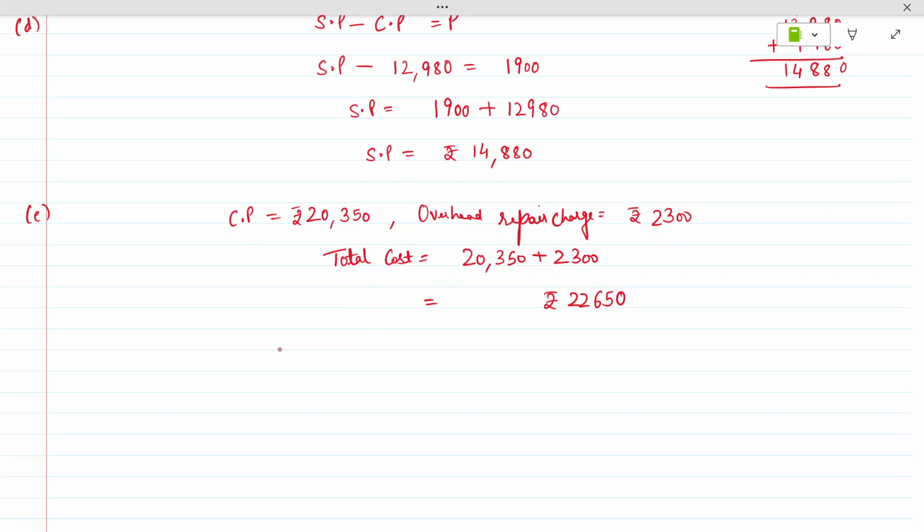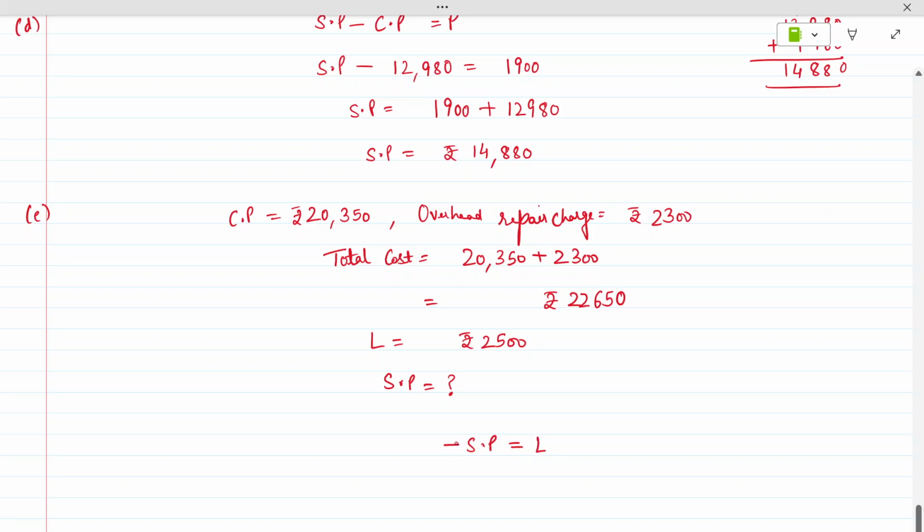Now what is given to us in this question is that it is sold at a loss. We have to find out the SP. The loss is given to us as 2,500. And what we have to find out is the value of the selling price. So kids, it's a case of loss. Which formula will we use? We use CP minus SP is equal to loss.